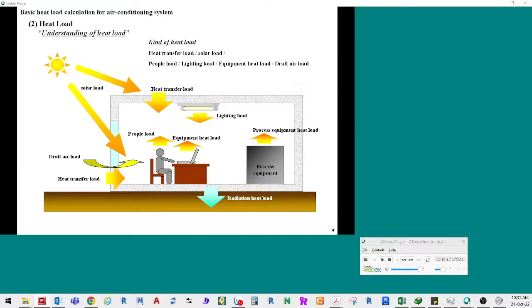In the room, the body temperature is higher than the room temperature, so the heat generated by a person also acts as a heat load. In addition, heat is generated by lighting equipment and office appliances. The outdoor air coming in through the gaps in the sash of the window and the door at the entrance may also cause loads. They are called person load, lighting load, equipment heat load, and draft air load, respectively.